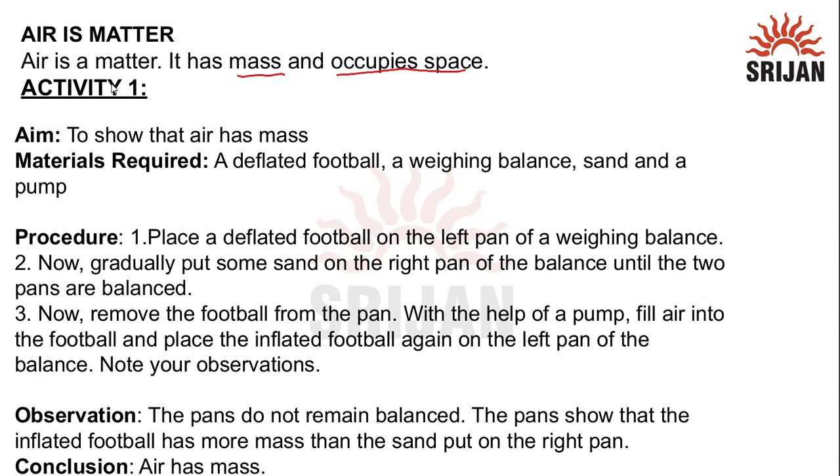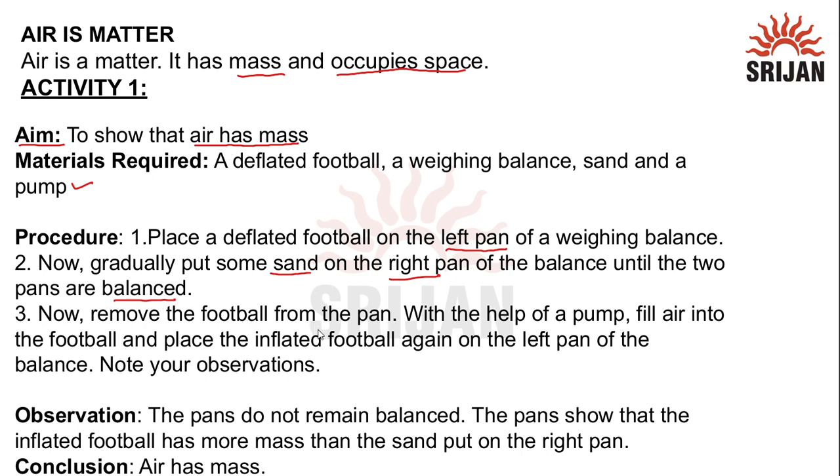The first activity is to show that air has mass. Materials required are a deflated football, a weighing balance, sand, and a pump. The procedure: first, place the deflated football on the left pan of the weighing balance. Now gradually put some sand on the right pan until the two pans are balanced.